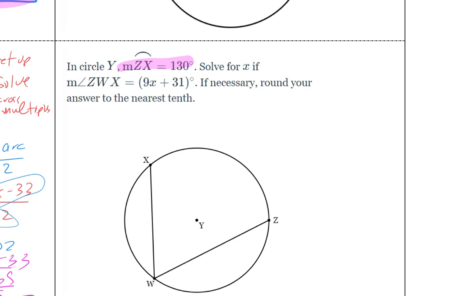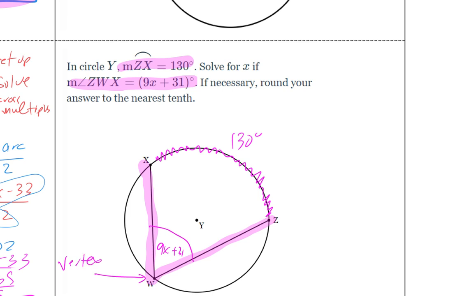All right, so it says the measurement of arc ZX is 130. So, I'm sorry, Z to X. Okay, so from Z to X is 130 degrees. It says solve for x if the measurement of angle ZWX is that. So let's trace that out, right? We said that ZWX, it's a little weird because they're normally a number, but we know that that's 9x plus 31, right?